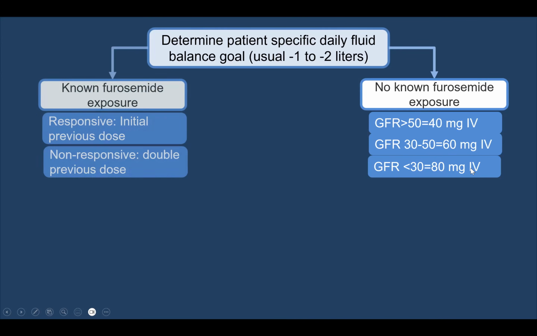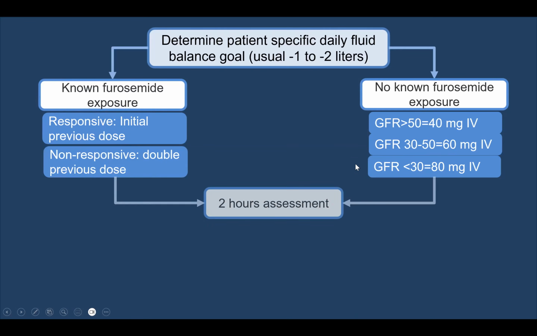But if the patient has a previous exposure to furosemide, we will start with the previous dose that the patient responded to. For example, if the patient responded to 80 milligram, we will start with 80. If the patient responded to 40 milligram, we will start with 40. If there is no response to this, we will double the previous dose. The more important thing is that we need to reassess after 2 hours.